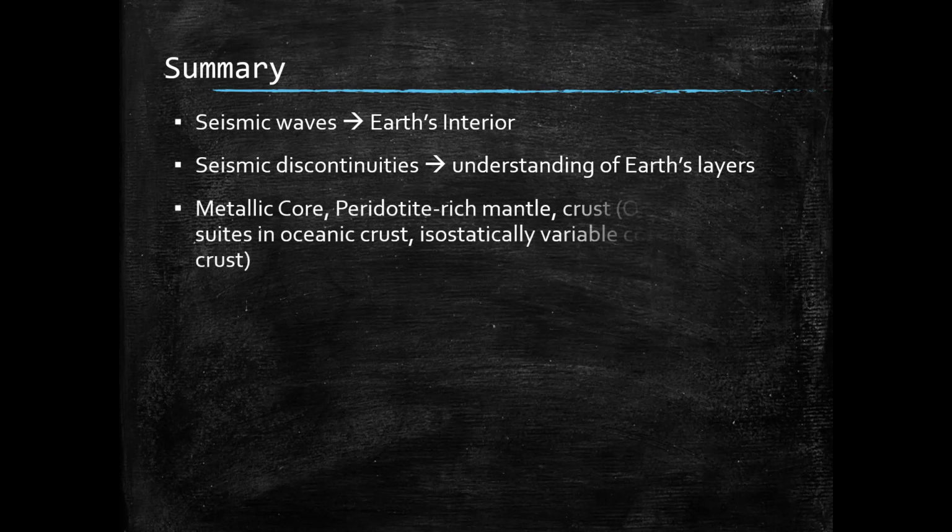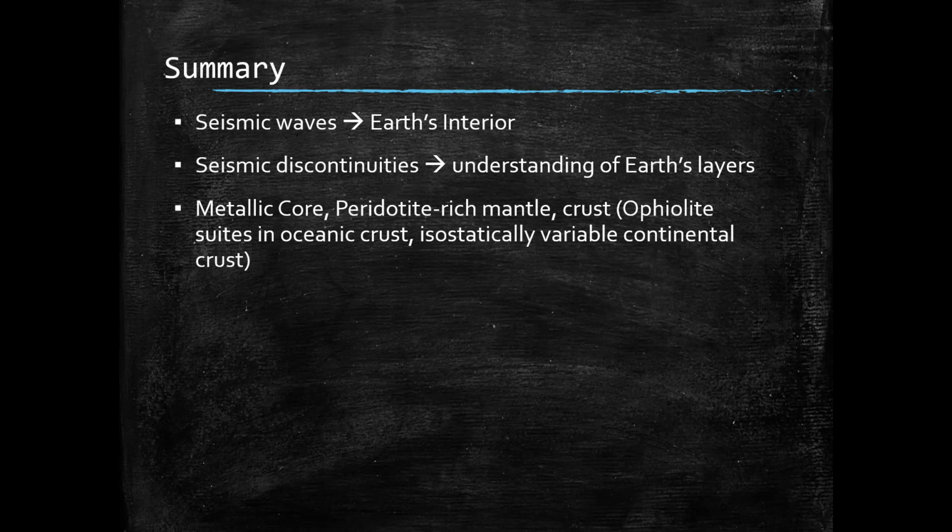We talked about the layers of the Earth, how the core of the Earth is metallic, and we know that for 3 reasons. We know that it's metallic because of the density of the Earth. We know that it's metallic because it is similar in composition to iron meteorites, and we know it's metallic because the Earth has a magnetic field.